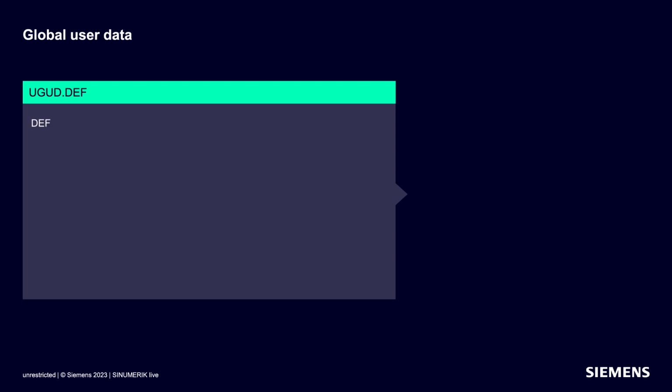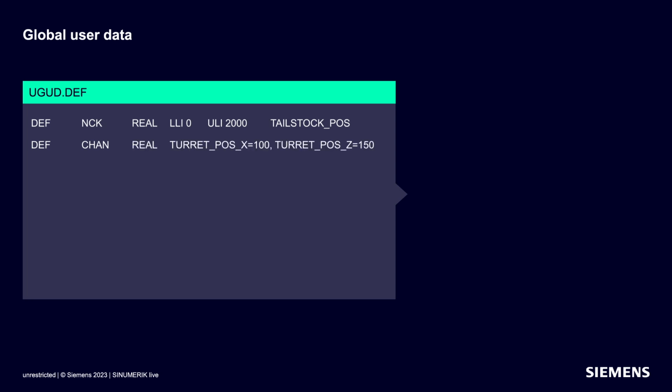As with the local user data, we also use the def command here. The nck command defines that this variable is available in all channels of the CNC. The same syntax follows as for the LUDs, a real variable with a lower and an upper limit. Now, the next definition. CHAN states that the following variables are to be provided in each channel of the CNC. And again, we use the same syntax as for the LUDs. So now, the variables for the change point of the turret are available separately in all channels.